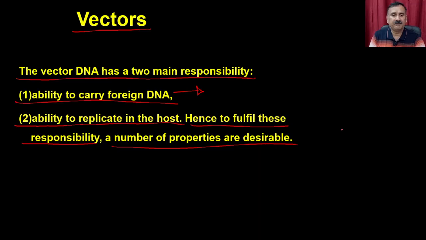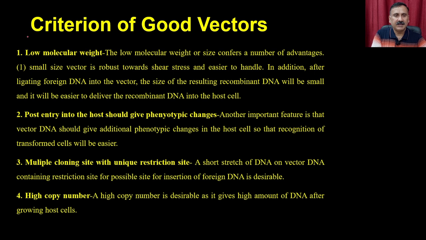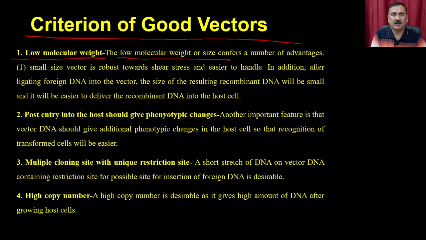This means if you want to design a vector or analyze a vector, you should follow certain criteria for checking its suitability, and you can check the different properties. So what are the different criteria one can use for choosing a good vector? A good vector should be of low molecular weight. The low molecular weight, or the size, confers a number of advantages.